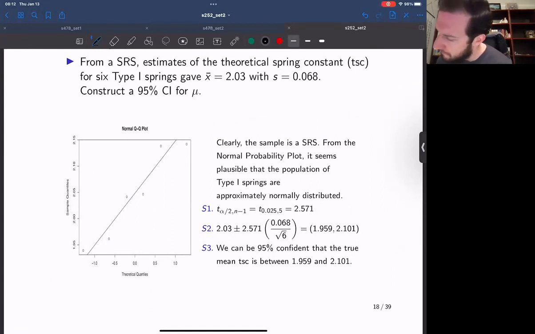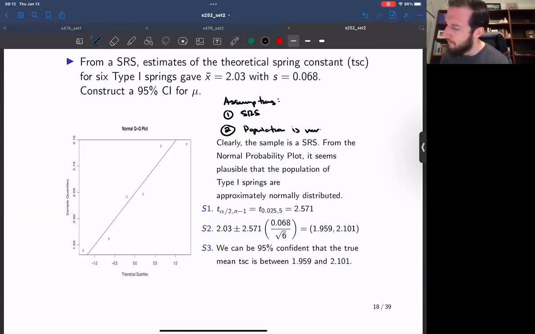All right, so as a reminder, our assumptions here are effectively identical to what we had before. The first assumption is that we have an SRS, and the second assumption is that the population is normal. The second assumption is slightly different in the case that sigma is unknown. In that case, we actually require normality of the population rather than just normality of x bar. The SRS is clearly fine because it's told to us in the description that we're using an SRS.